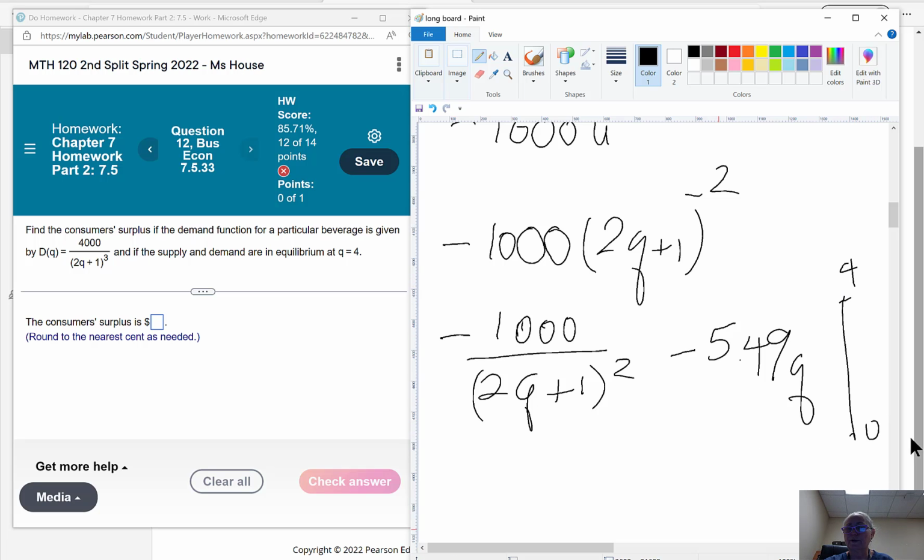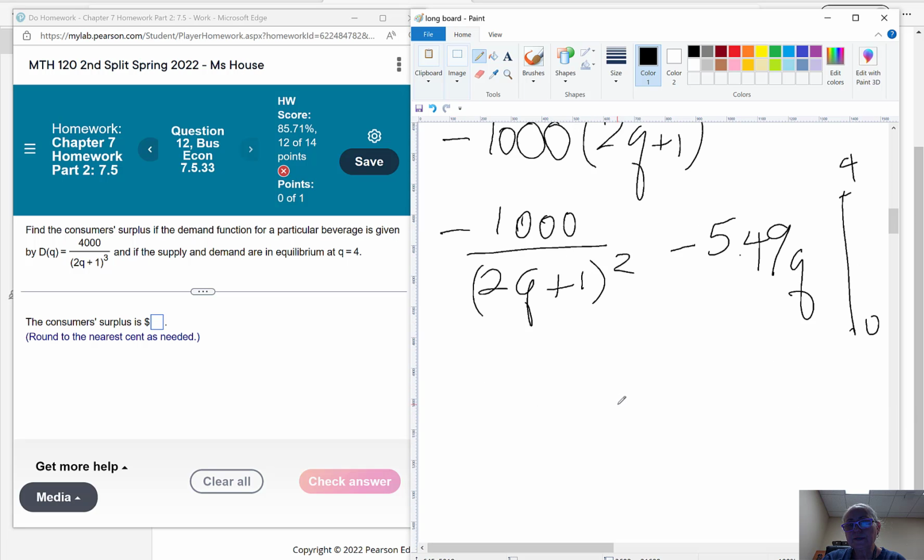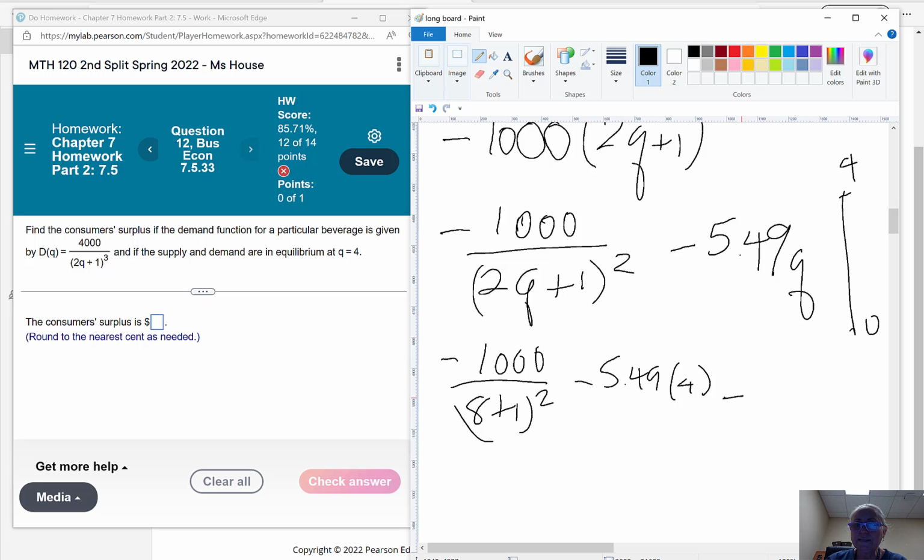Okay, now we've got to be careful. When you put in a 0 here, that doesn't come out to 0. That comes out to 1. So you got to be careful. Okay? So let's put in a 4. Negative 1,000 over 8 plus 1 squared minus 5.49 times 4, minus, now this one's going to be 0, but this one's not. It's going to be negative 1,000 over 2q would be 0 plus 1, 1 squared.